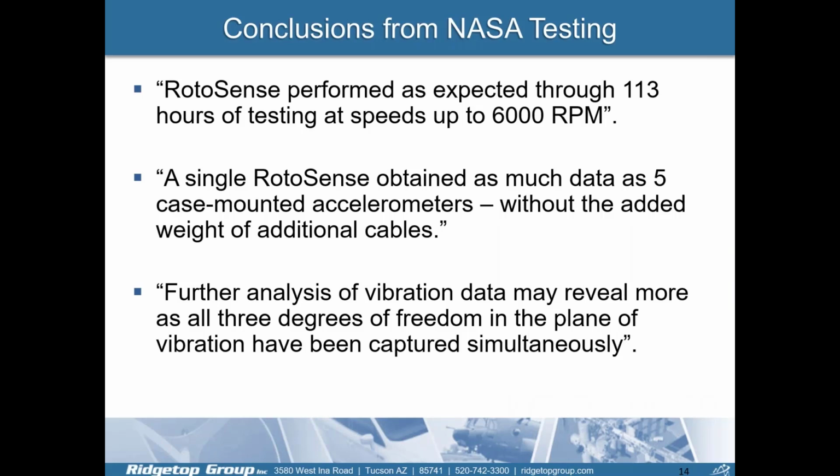So some conclusions from the NASA testing was that RotoSense performed as expected through 113 hours of testing at speeds of up to 6,000 RPM. The single RotoSense smart sensor obtained as much data as 5 case-mounted accelerometers without the added weight of additional cables. Further analysis of vibration data has revealed more as all 3 degrees of freedom in the plane of vibration have been captured simultaneously.